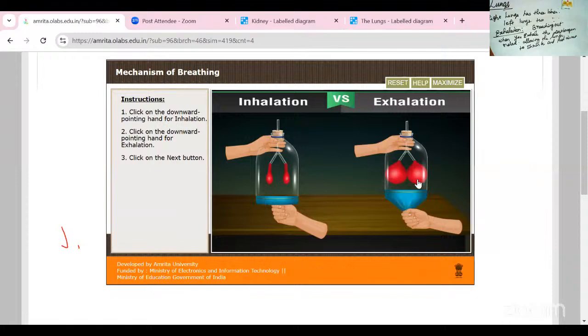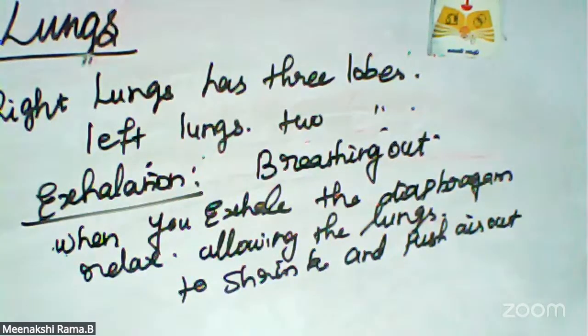Exhalation process, the air is exhaled, removed from the lungs. So the air comes out from this area. So this process is known as exhalation. Inhalation and exhalation. Inhalation means taking of air. Exhalation means removal of air. I think it is very useful. I think you understand the concept of inhalation and exhalation. So this is the function of lungs.